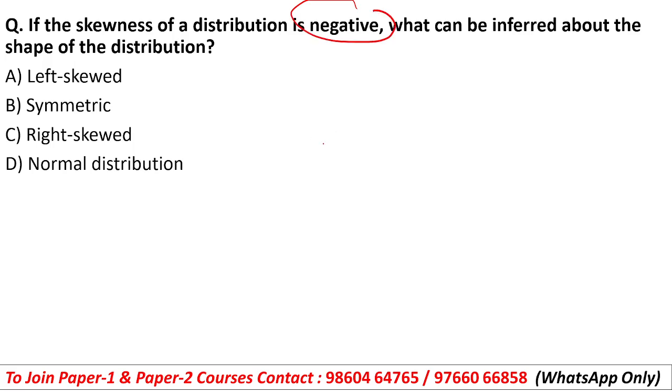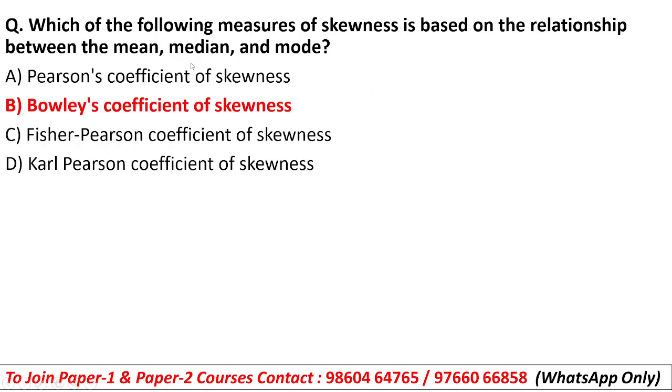Suppose there is a trick, like you all know about the number line, and here 0 is there, and here all the positive values come, and here all the negative values come. So if the shape is on the negative side, we see that the skewness curve is left skewed. Okay, so you can easily remember the skewness by the number line. So if it is on the left side, negative, then it will be left skewed, and if it is positive, then it will be right skewed. Okay, so our right answer for this question is option number A, left skewed.